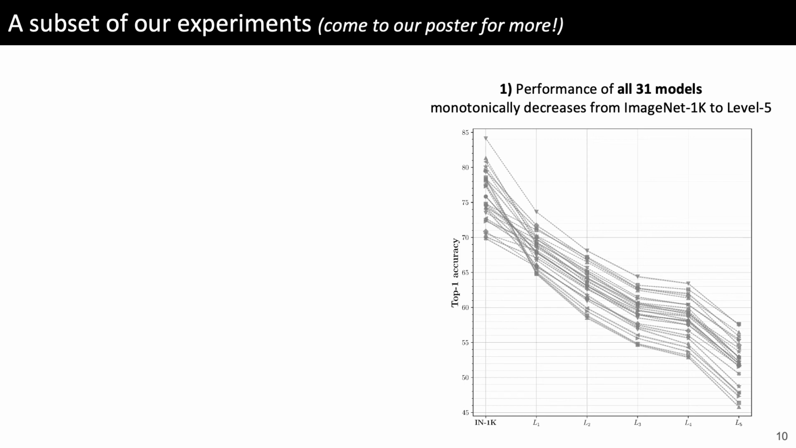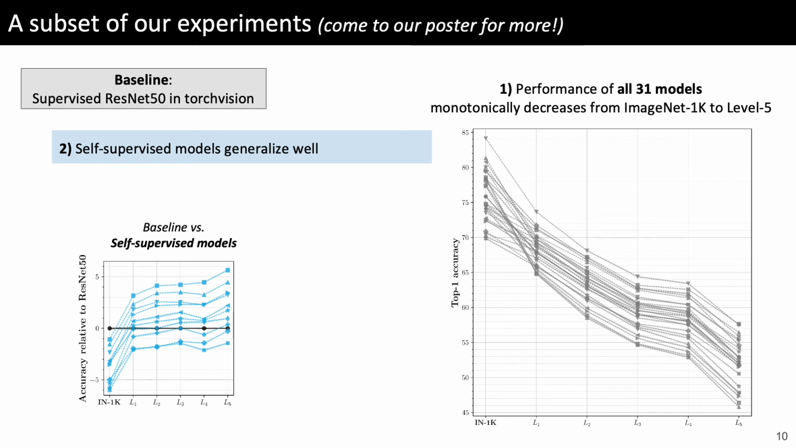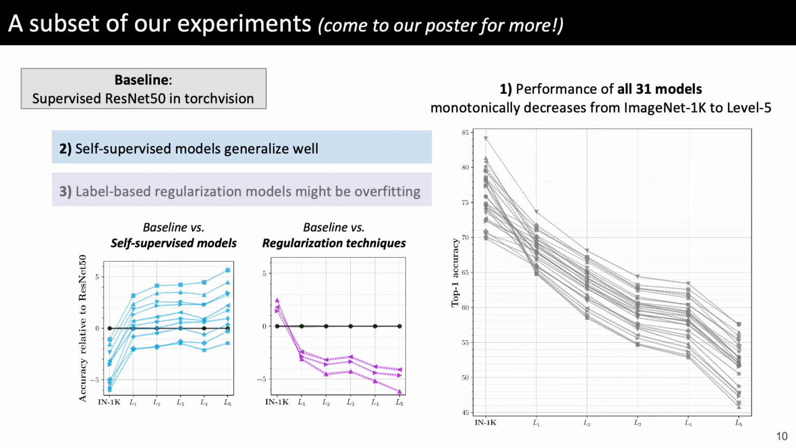Overall, we see that the performance of all 31 models monotonically decreases as we move towards semantically less similar concepts. Moreover, by comparing each group of methods to our baseline, we further observe that self-supervised models perform better and better as we move to L5, indicating that they are very promising for concept generalization. However, label-based regularization techniques perform worse on all CoG levels, suggesting that they might be overfitting to scene concepts. Please visit our poster for more results.